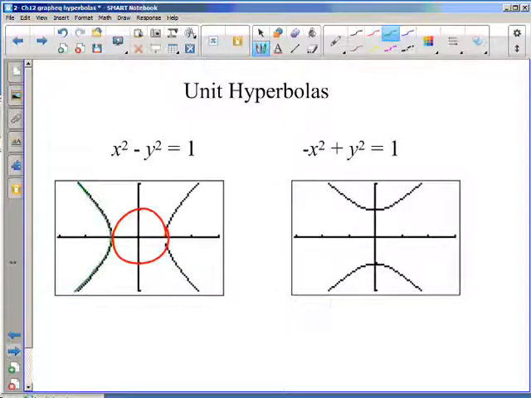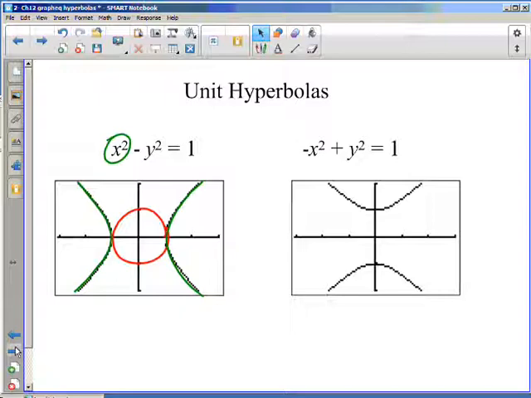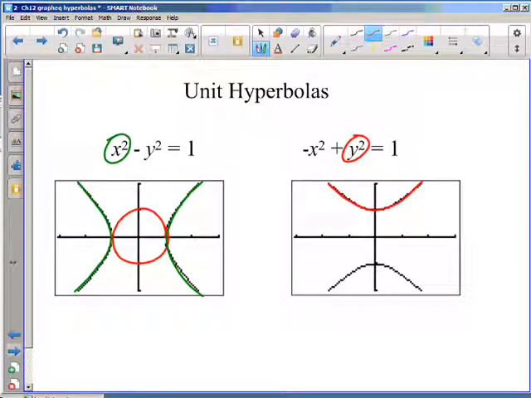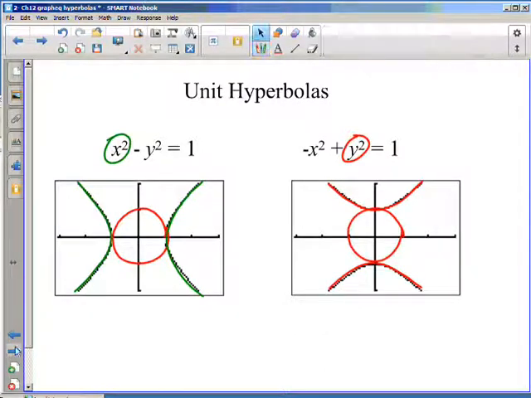And you'll notice that the branches will be in the direction of the positive term. So this is horizontal because the x squared is positive. And likewise over here, because the y is positive, we get what I'll call an inside-out circle, or ellipse, I guess technically, that is vertical. All right, so that's the basic idea.